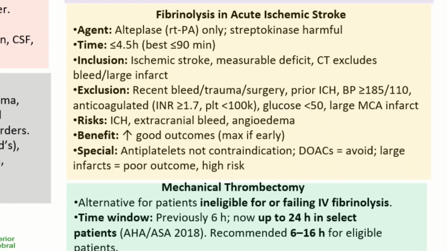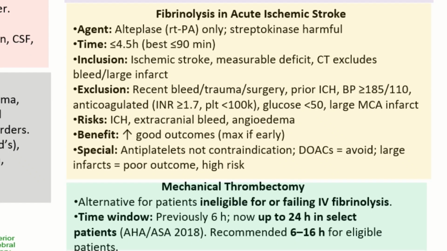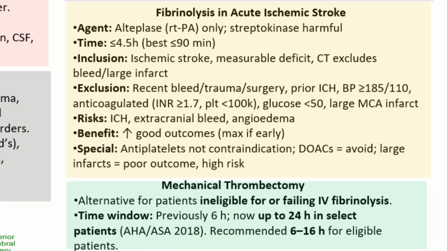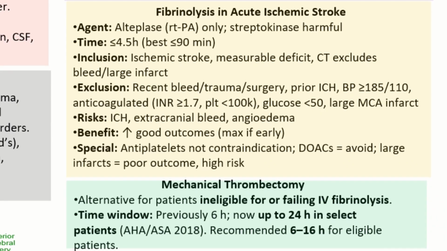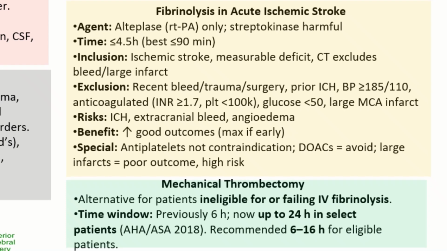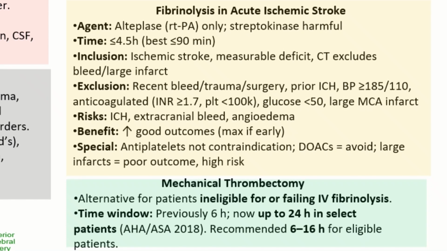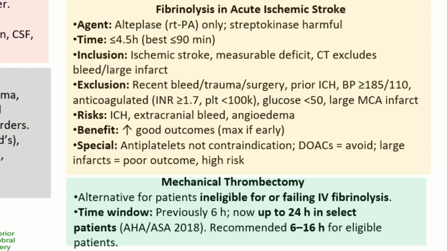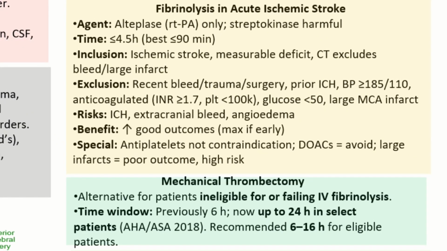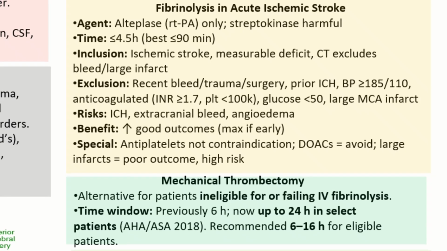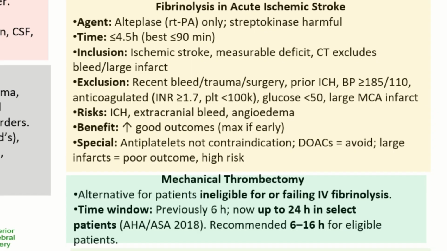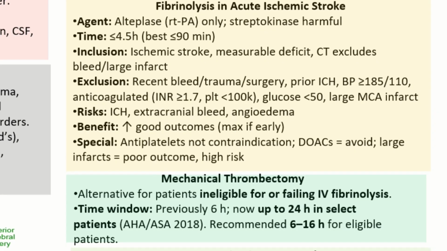Then exclusion, if you have had a recent bleed, we don't want to really give TPA because this could cause rebleeding. If you had trauma, if you had surgery, if there's prior intracranial hemorrhage, if you had a BP greater than 185/110, if you have an anticoagulated patient with an INR greater than 1.7, if the glucose is less than 50, and if we have a large middle cerebral artery infarct, we want to avoid giving TPA.